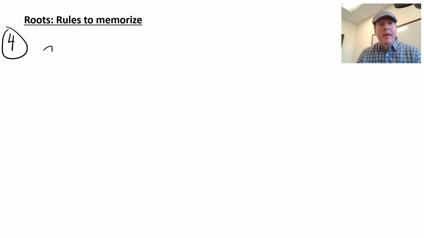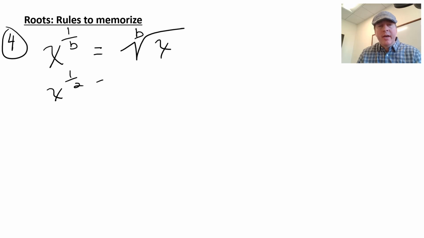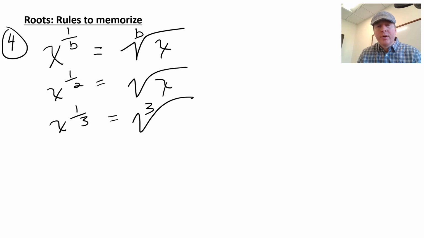Let's look at another rule. X raised to the power of, let's say, 1 over b is the b root of x. So we know that x to the 1/2 is the square root of x. We know x to the 1/3 is the cube root of x. So the index number, as it's called, goes inside that little divot there. For x to the 1/2, there's an implied 2 for the square root.